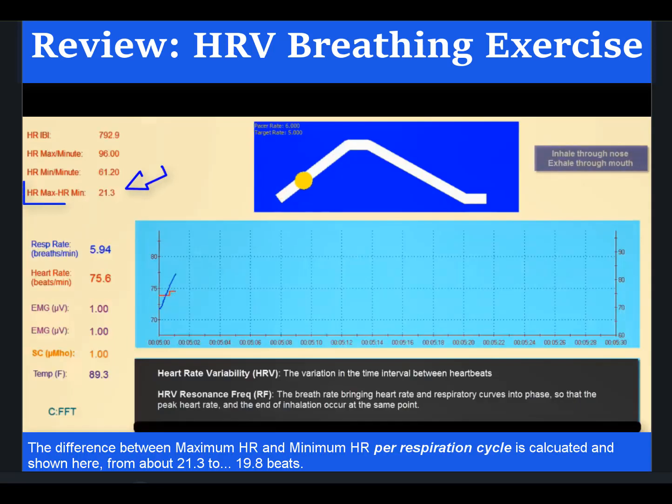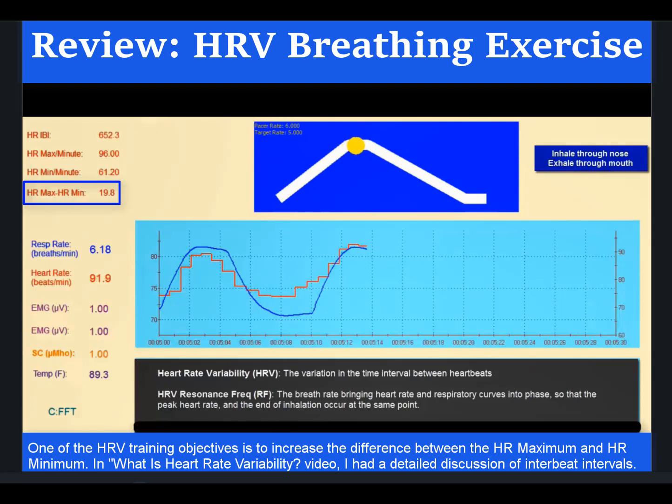The difference between maximum heart rate and minimum heart rate per respiration cycle is calculated and shown here from about 21.3 to 19.8 beats. One of the HRV training objectives is to increase the difference between the HR maximum and HR minimum. In the What is Heart Rate Variability video, I had a detailed discussion of interbeat intervals.